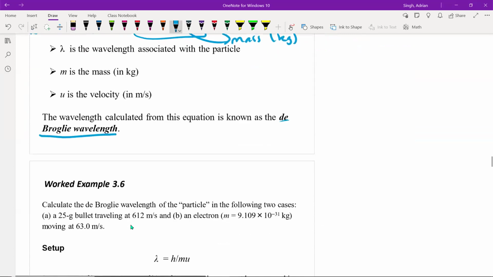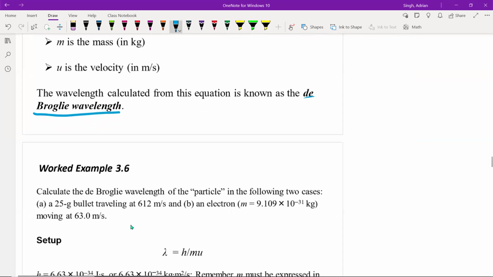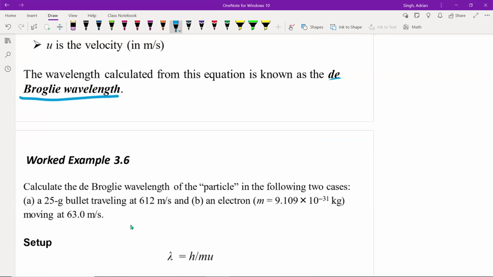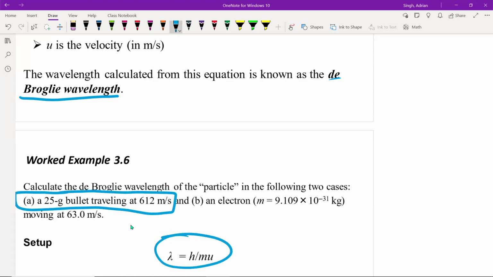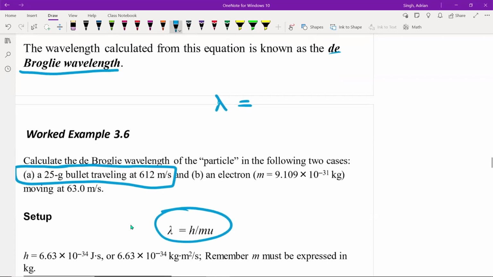So let's take a look at an example. Let's calculate the de Broglie wavelength of the particle in the following two cases. We have a 25-gram bullet traveling at 612 meters per second. All right, so we need to use the de Broglie equation. So our wavelength here is equal to h, right? So we have Planck's constant. So that's 6.63.